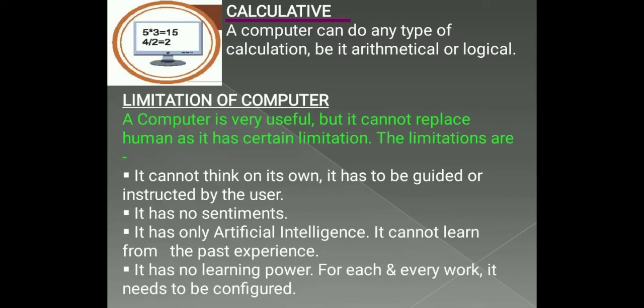Next, limitations of computer. Limitation means things that a computer cannot do, and we can also say the disadvantages of computer. A computer is a very useful machine, but it cannot replace humans as it has certain limitations. The limitations are: it cannot think on its own. It has to be guided or instructed by the user. It has no sentiments. It has only artificial intelligence.